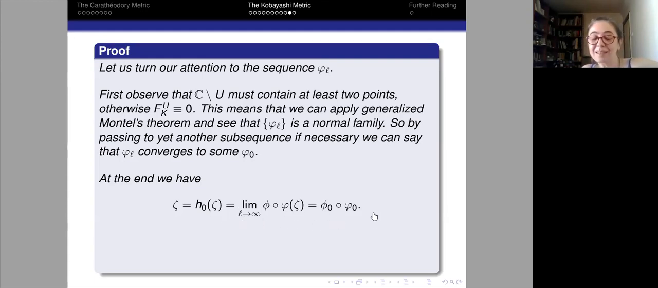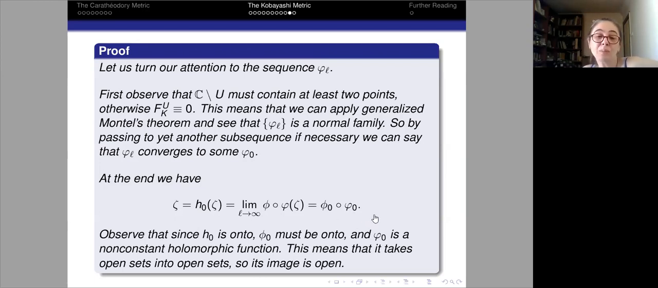This is how we constructed the function h 0. It is equal to the limit as L goes to infinity of phi L composed with c L at the point zero, and this limit goes to phi 0 composed with c 0, because both have limits. Now, since h 0 is onto, because it is a rotation, phi 0 must be onto, and we can also see that phi 0 is a non-constant holomorphic function. This means that phi 0 takes open sets into open sets, so its image is open.